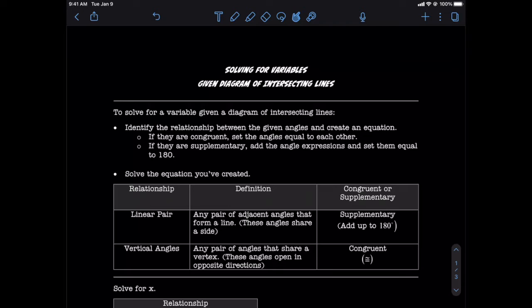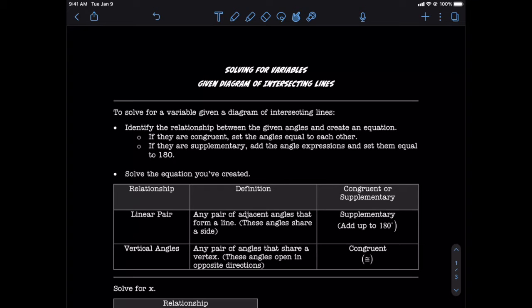A linear pair is any pair of adjacent angles that form a line. This basically means that your two angles have to be side by side, or if it makes it a little bit easier for you, that the two angles share a side. Since a linear pair is defined as any two angles that make a line, this means that they're automatically supplementary. So our solving process is going to be to take our two angles, add them together, and set them equal to 180.